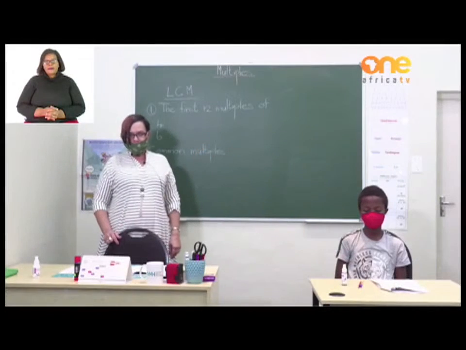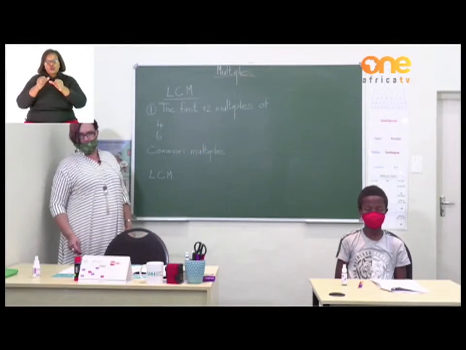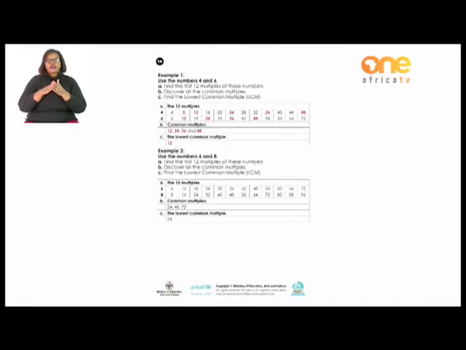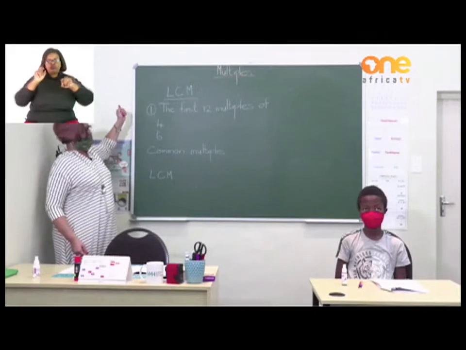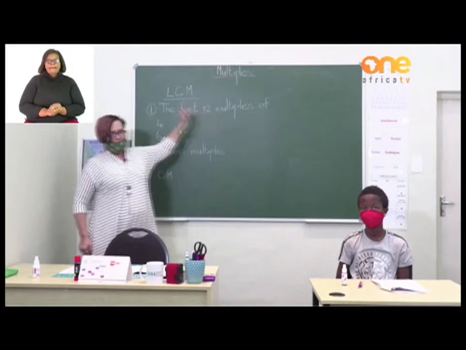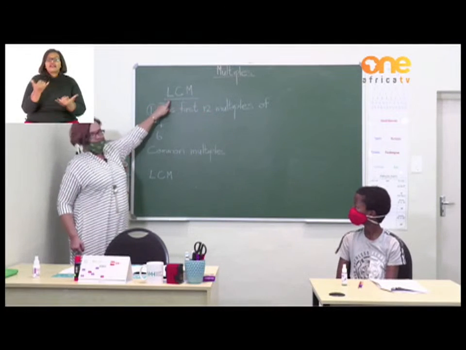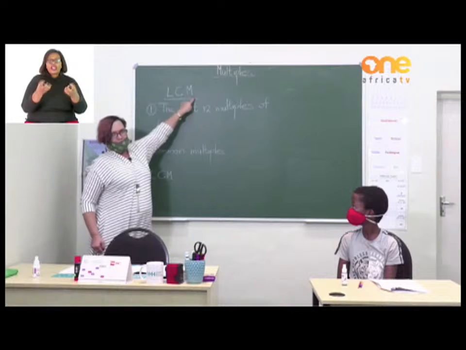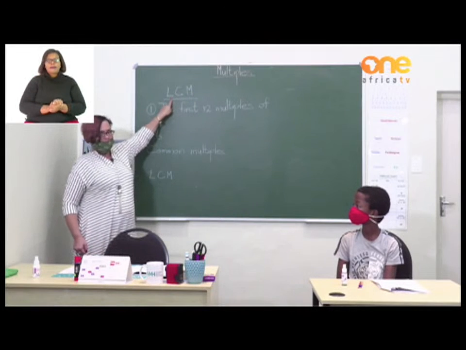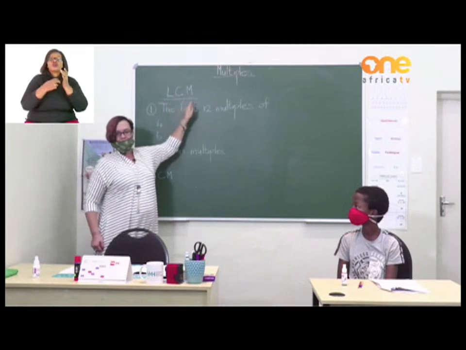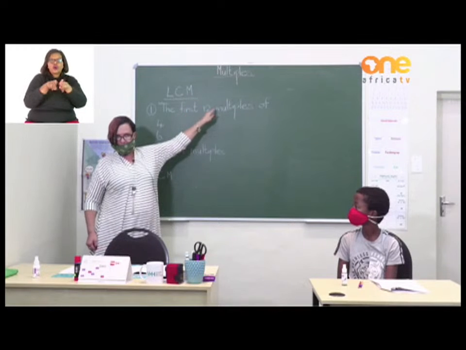We're moving on to page 14. Now, what we have on page 14 are some examples which I want to explain on the board for you. Now, what do we have there? We have to find the LCM. And the LCM, like we said, is the lowest common multiple.